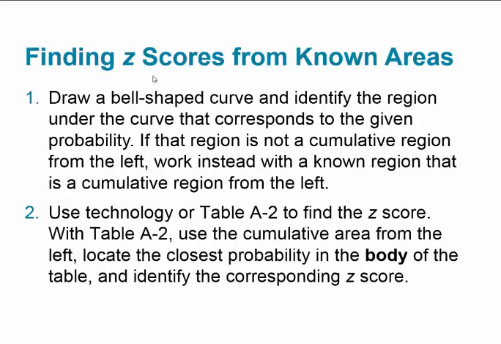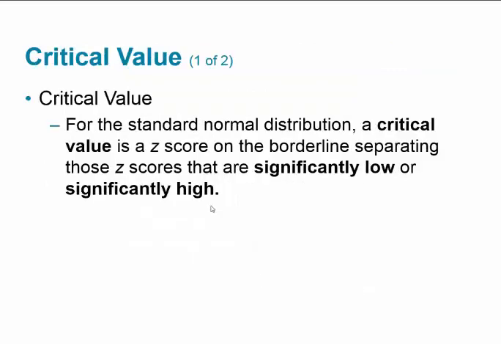We can also find z-scores from known areas. If we weren't using technology, we would draw a bell-shaped curve and identify the region on the curve that corresponds to a given probability. If that region is not a cumulative region from the left, work instead with a known region that is a cumulative region from the left. So using technology or the table, we can find the z-score if we know the probability.